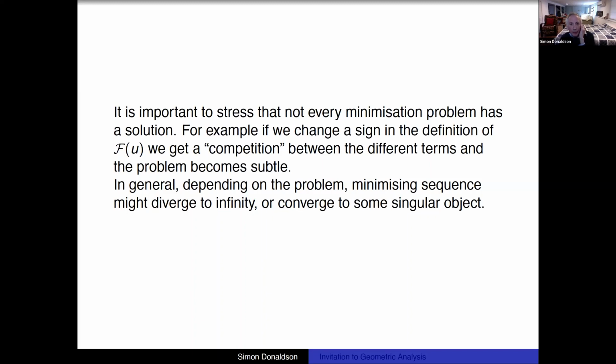In complete generality, depending on what kind of problem you're considering, minimizing sequences might just go off to infinity, or they might converge to some kind of object, but not a smooth object, not in the class you originally wanted to consider. You might develop singularities of some form. Understanding these kinds of questions is at the heart of a lot of research in this subject of geometric analysis.